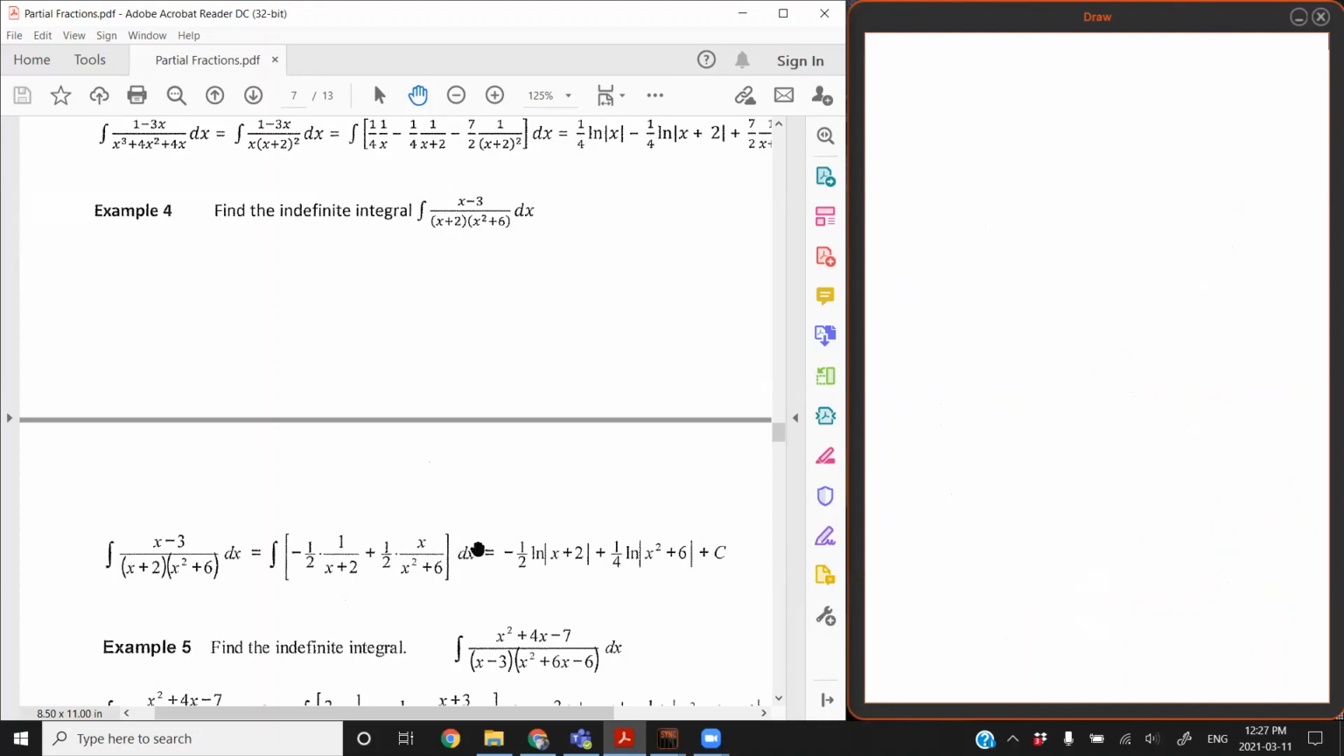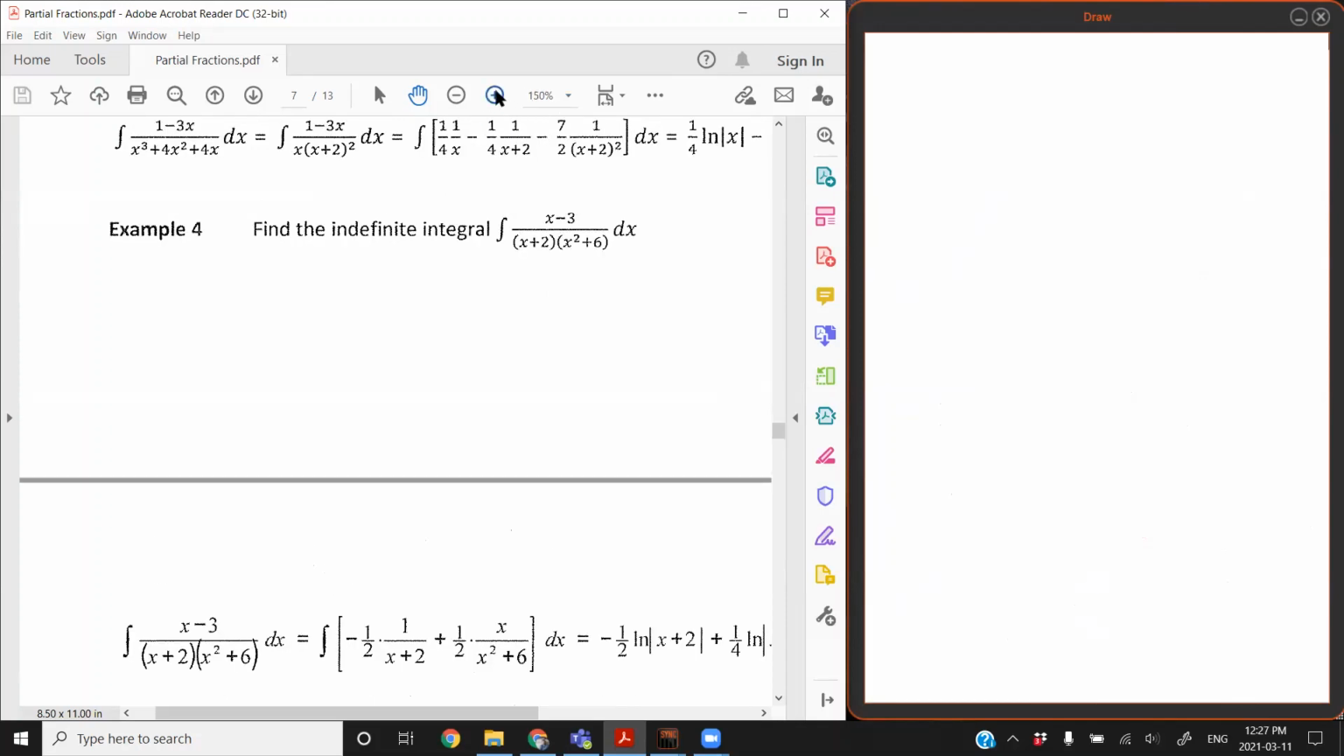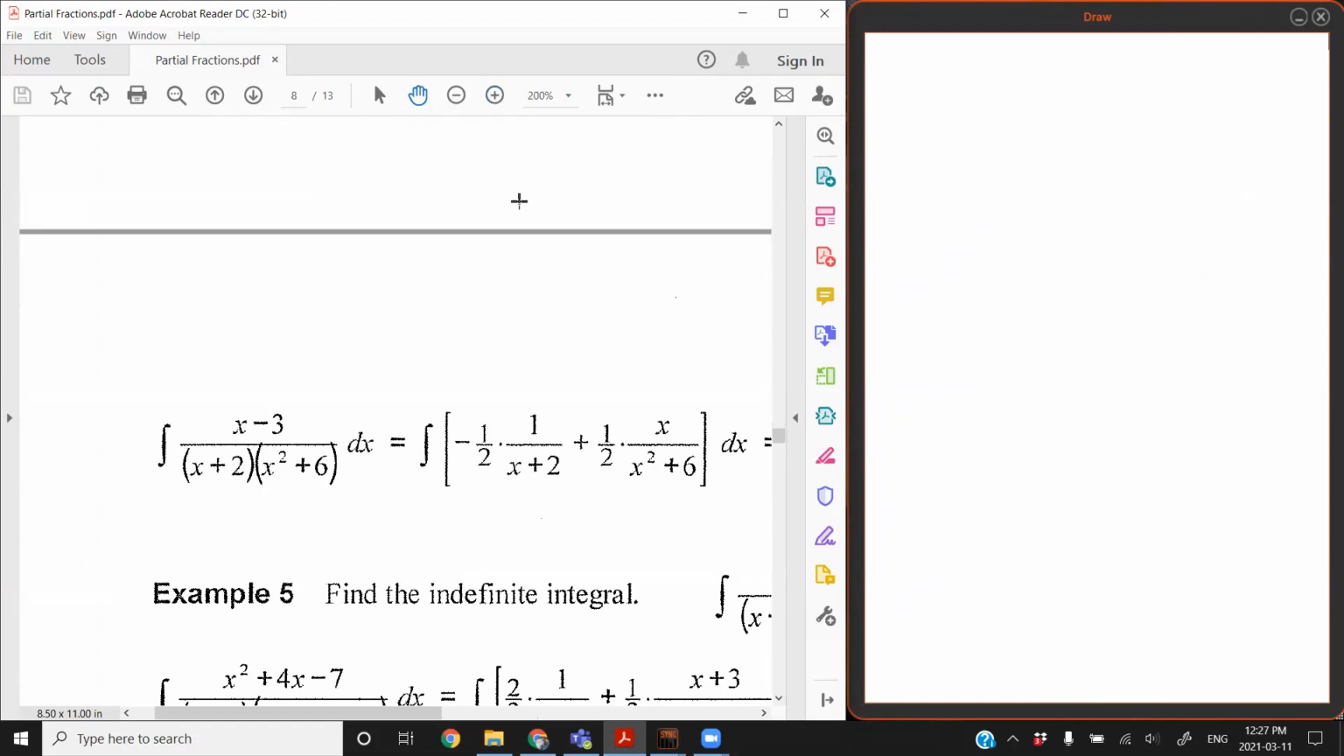The first one, antiderivative of negative 1 over 2 times 1 over x plus 2 dx. This one is going to be negative 1 over 2 ln of absolute value of x plus 2. And the other one, you have 1 over 2 antiderivative of x over x squared plus 6.